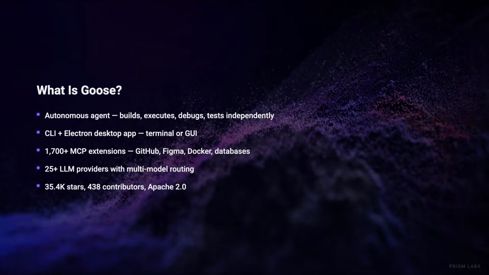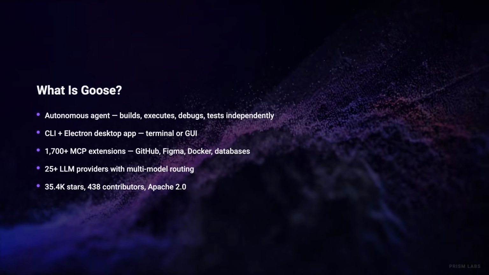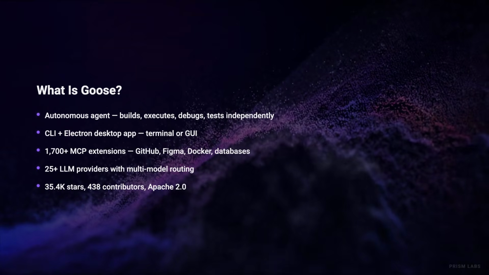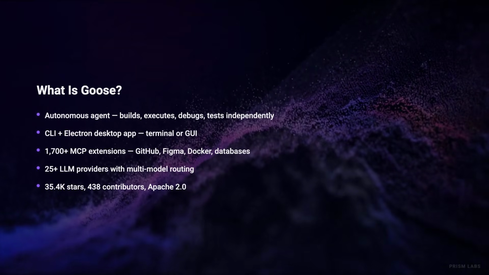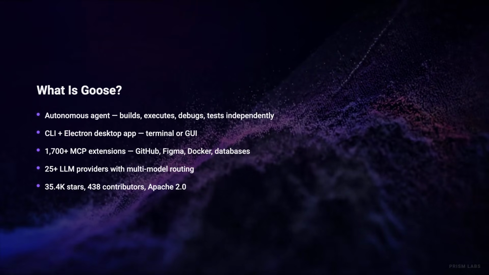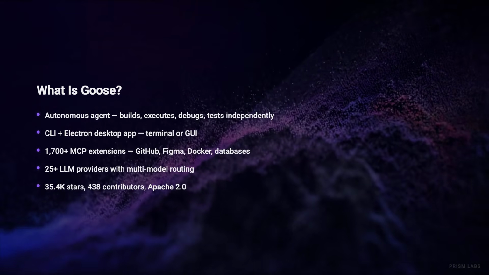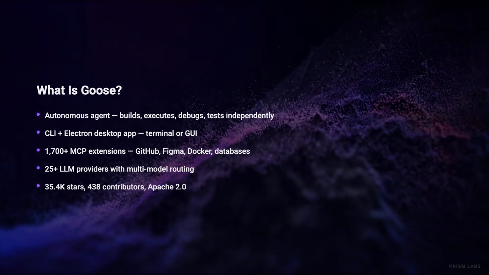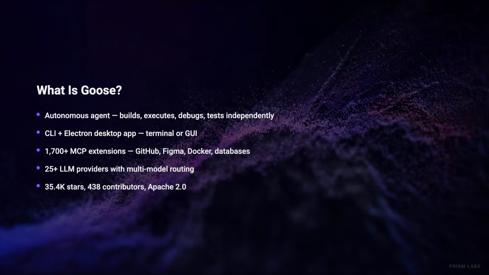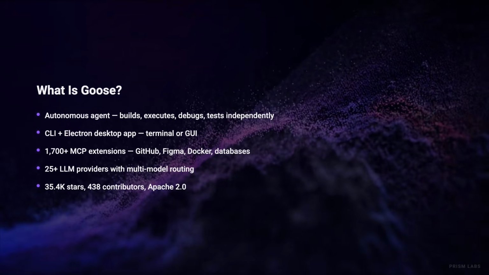The key differentiator is extensibility. Through MCP, the Model Context Protocol, Goose connects to over 1,700 available extensions that give it access to GitHub, Google Drive, Figma, Docker, databases, and basically any API with an MCP server.